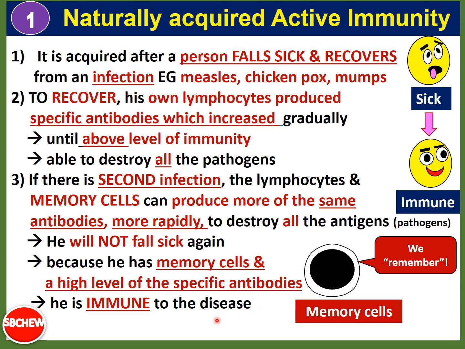Okay, so that is naturally acquired active immunity. It is natural because it is a natural process. A person falls sick and recovers, and there was no injection given in this case. Active means that his own body, his own lymphocytes, produced the antibodies.